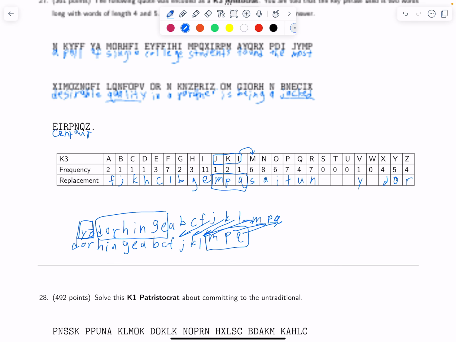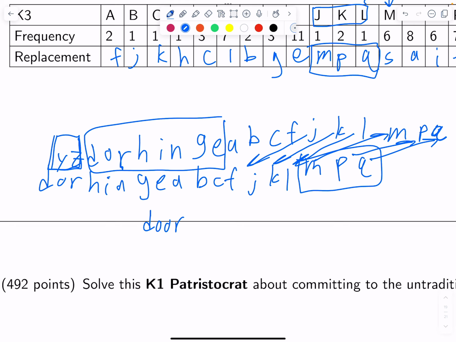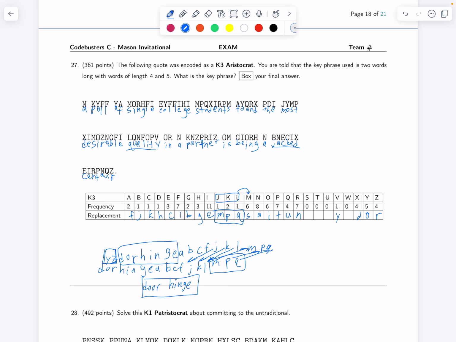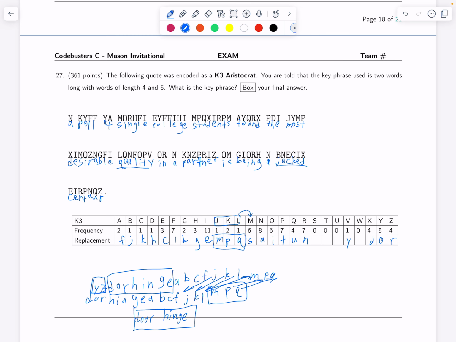Now, I can see, well, 4-letter, 5-letter: "door hinge." And that would be your answer. That is how you do a K3. There's a lot more complexity that can go on if the shift is crazy, or if there are a lot of letters in a keyword, but this will give you a bit of a head start in how to solve K3. So thank you.